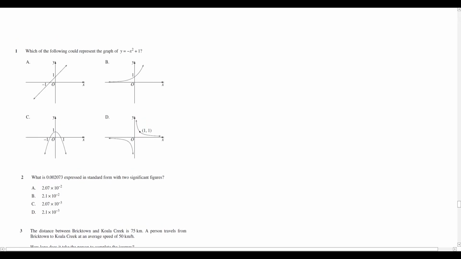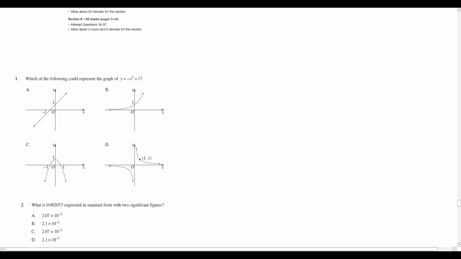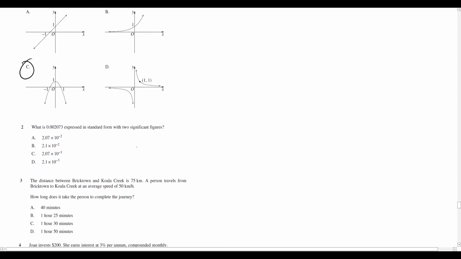Alright, let's begin. Question 1, multiple choice. Which of the following could represent the graph of y equals minus x squared plus 1? Well, looking at these, we know that this represents a parabola. So A is a straight line, B is an exponential, D is a hyperbola, and C is a parabola as required. All right, moving on.